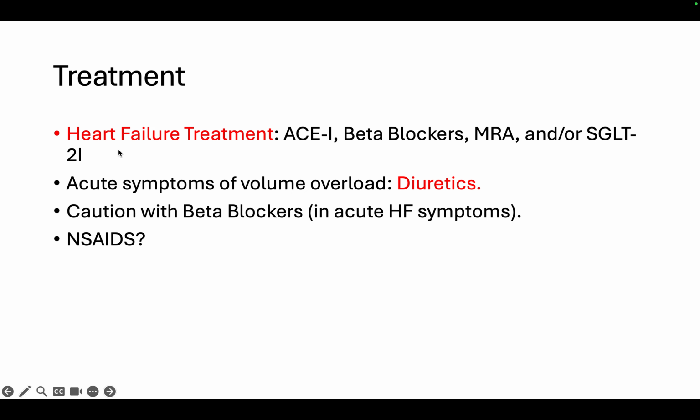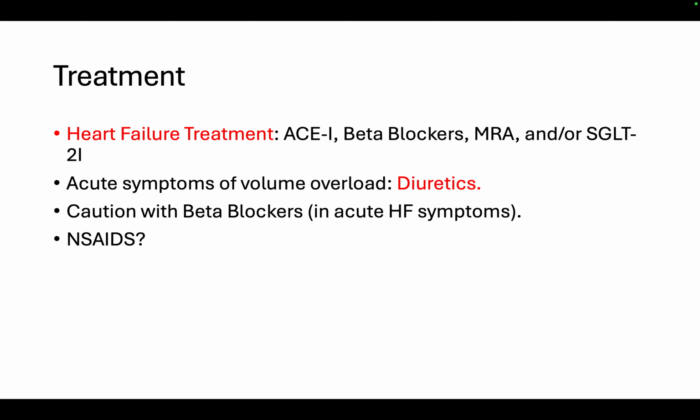Your treatment, what are you going to do for this patient? So let's first go to this second point. If this patient presents in the ER and they're volume overloaded and hypoxic and can't catch their breath, you probably want to diurese them. If they have edema or congestion and you hear it, you probably want to diurese them.